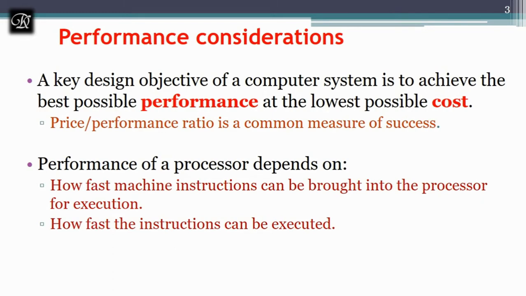A key design objective of a computer system is to achieve the best possible performance at the lowest possible cost. We need not demand more with respect to cost. We have to go with a lower cost, so that we can improve the performance, which is commonly measured as the price performance ratio.